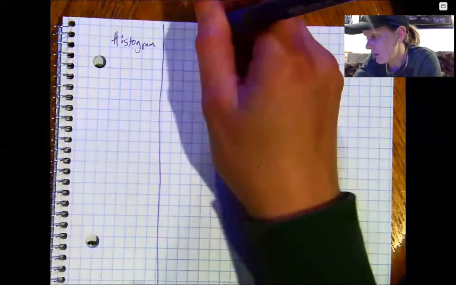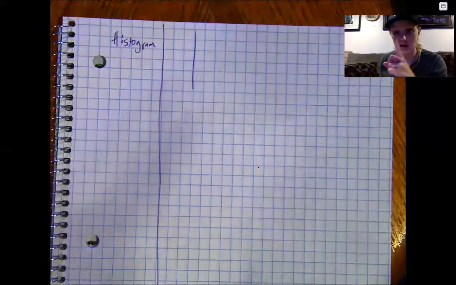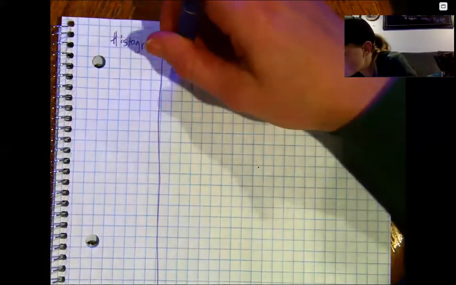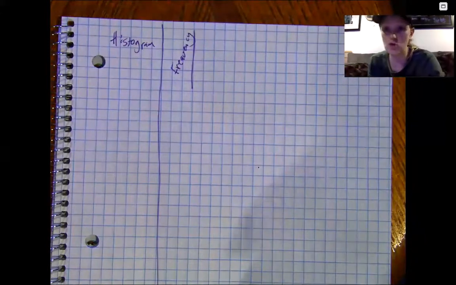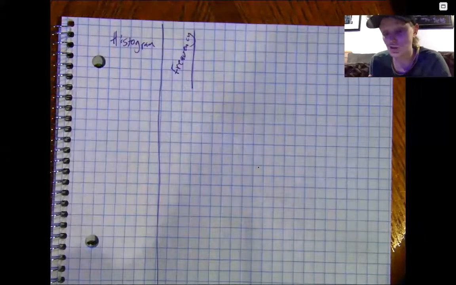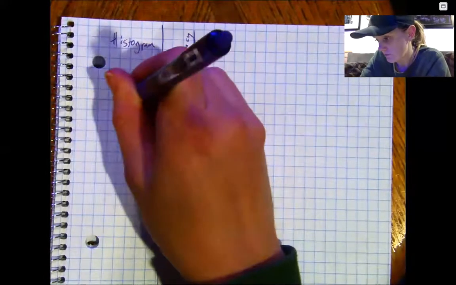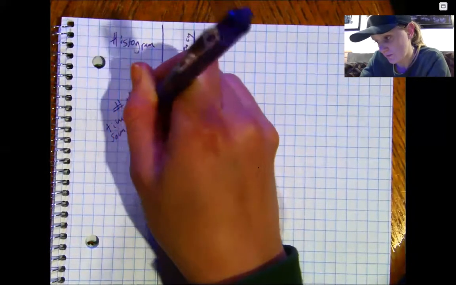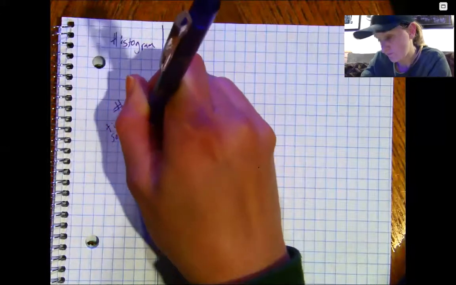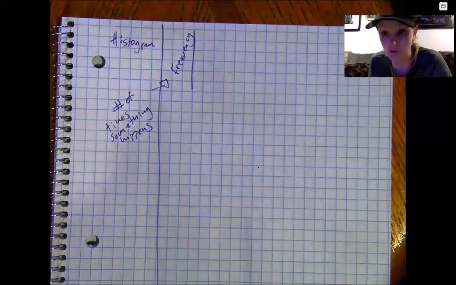For this graph, I kind of want to draw an example one first, just so you can really understand the vocabulary, because it's a little bit more complex. So on the y-axis, remember, y to the sky, y up and down, this is always frequency. Frequency is the number of times something happens or occurs. So your y-axis is always your frequency.